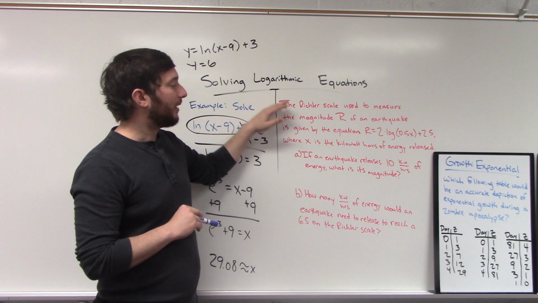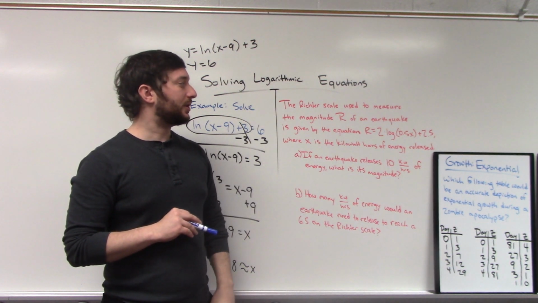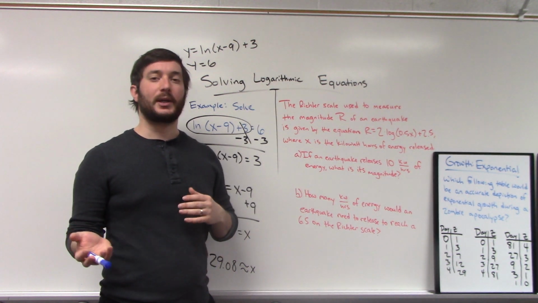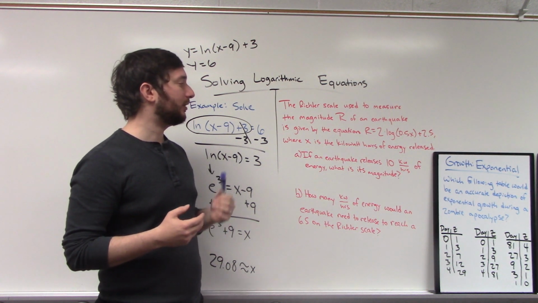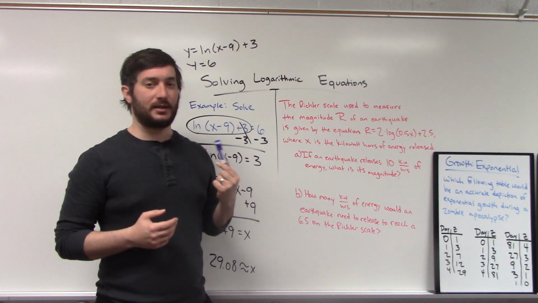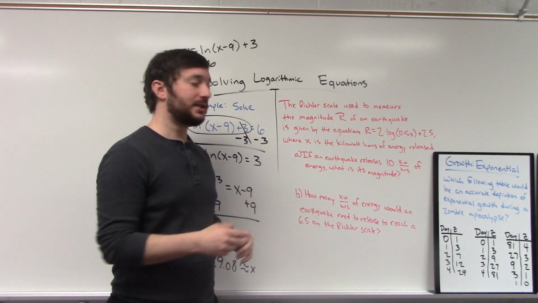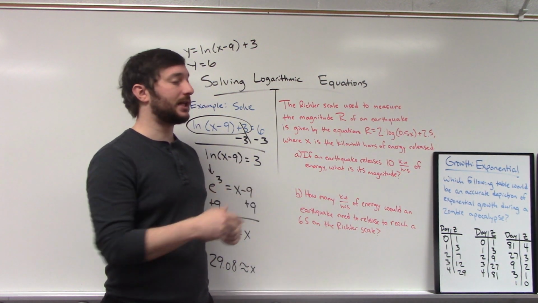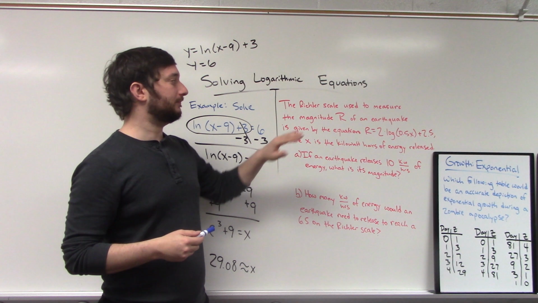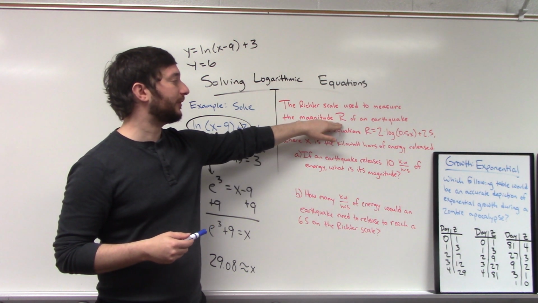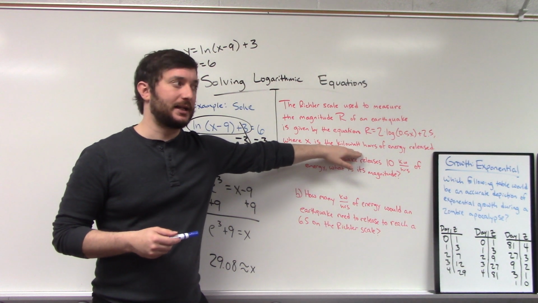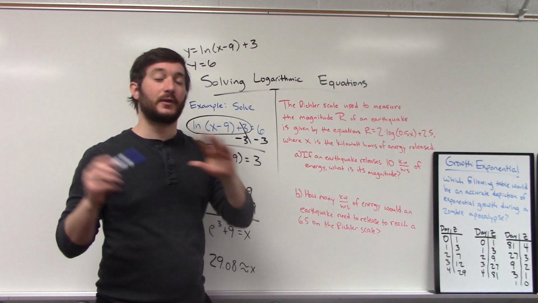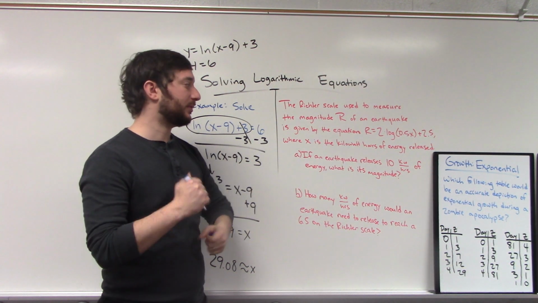So we have a situation in which earthquakes have a certain magnitude on the Richter scale, depending on the amount of kilowatt hours of energy that is released. In this case, magnitude refers to R, and kilowatt hours of energy refers to X. So we're going to ask two different questions and try to solve individually for those variables.